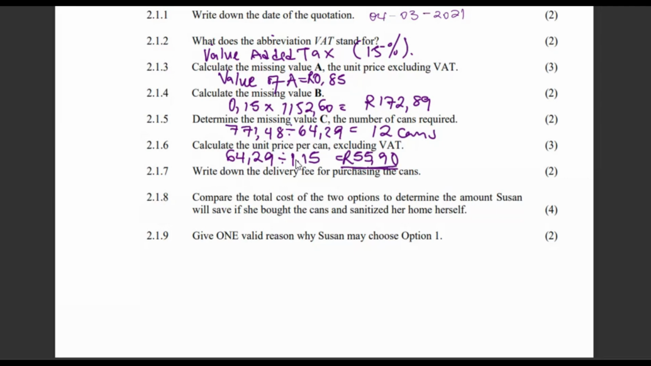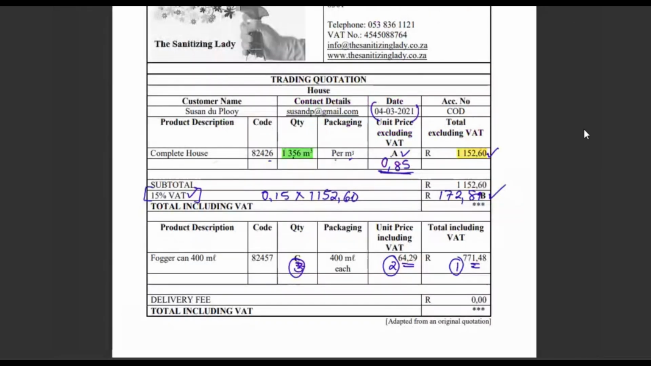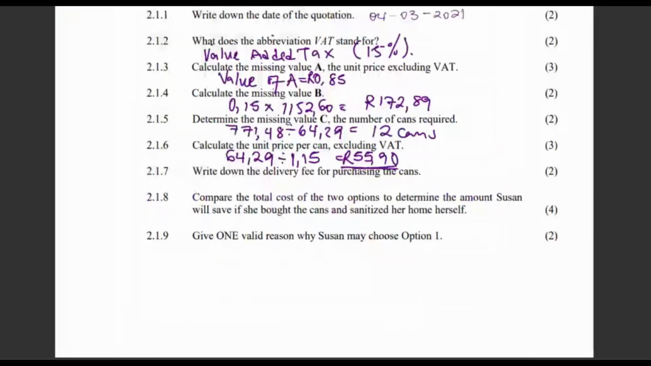Write down the delivery fee for purchasing the cans. Oh, it's 0.00. You see this? So it's 0.00.